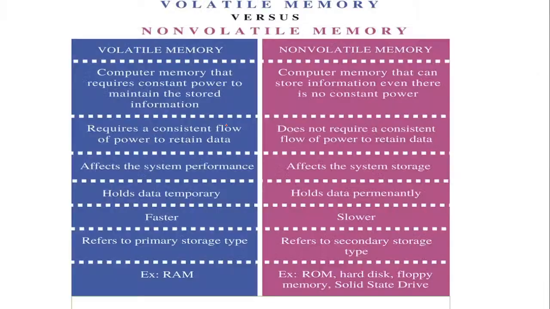Okay, now coming next, I have details about volatile and non-volatile memory. When we talk about volatile memory, in the easiest terms, computer memory that requires constant power to maintain the stored information is called volatile memory. It means that it requires a consistent flow of power to retain the data. So if there is no power, the data will not be retained. Whereas in non-volatile memory, the information can be stored even when there is no constant power. It means the data will be retained. There is no need for a supply of power to retain the data.